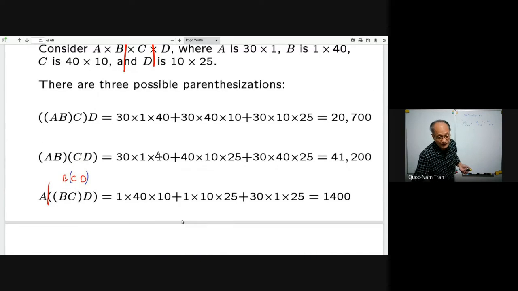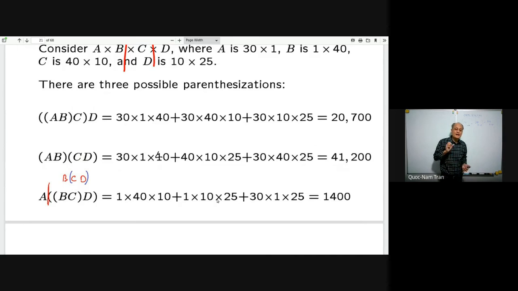Of course, we have other ways as well. We can multiply C with D, and then multiply with B, and then multiply with A. So a few different ways if we have 4 matrices. But the difference is obvious, right?